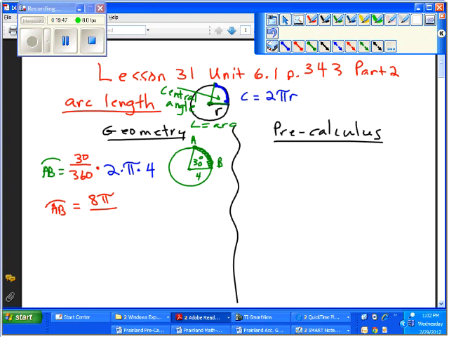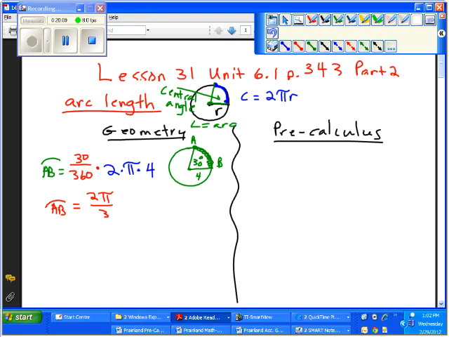3 goes into 36 12 times, doesn't it? So we'd have a 12 on the bottom, and 8/12 is 2/3, so 2 pi over 3. That would be the length in terms of pi, okay? That's the length of the arc in terms of pi.